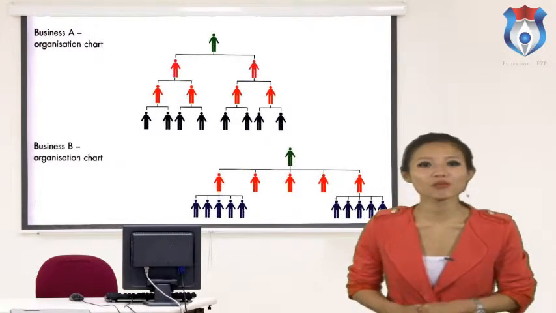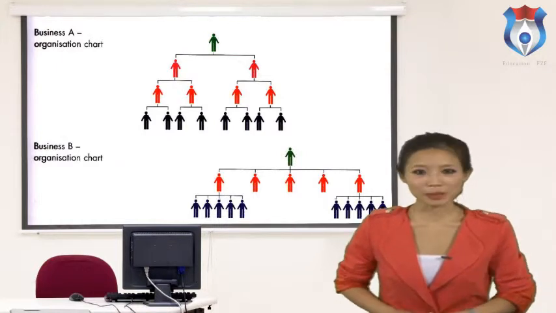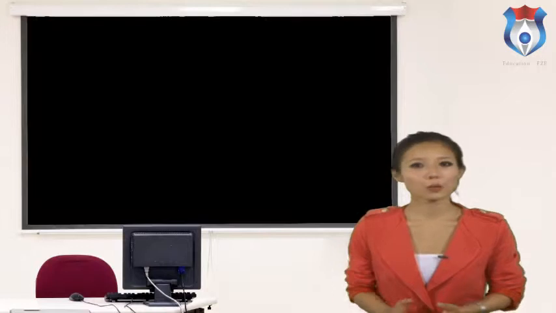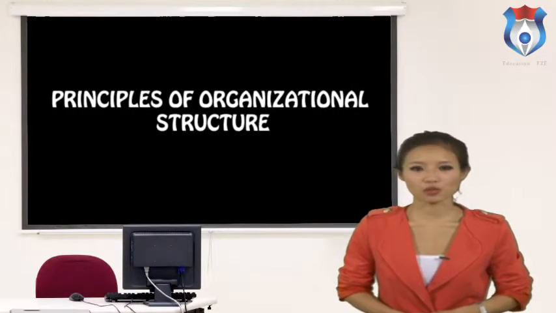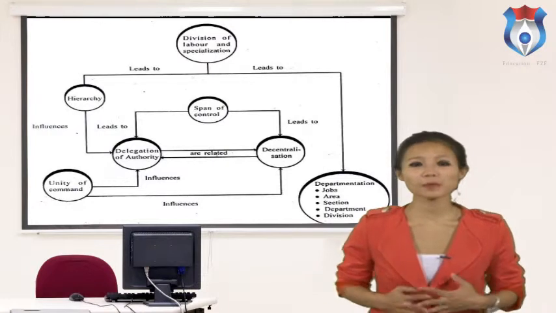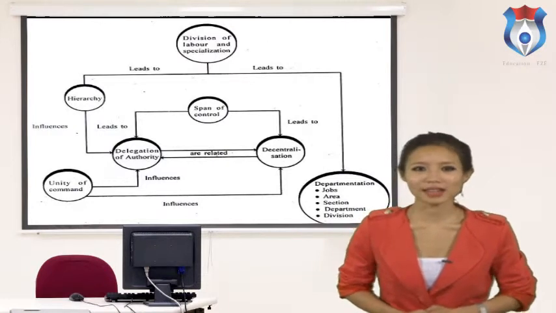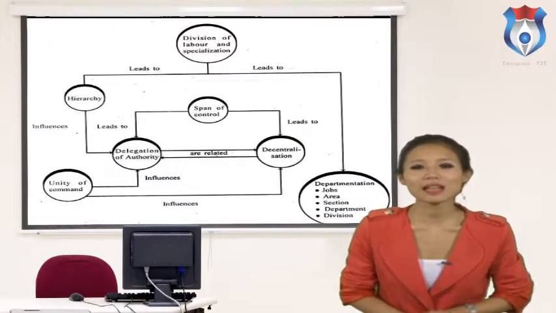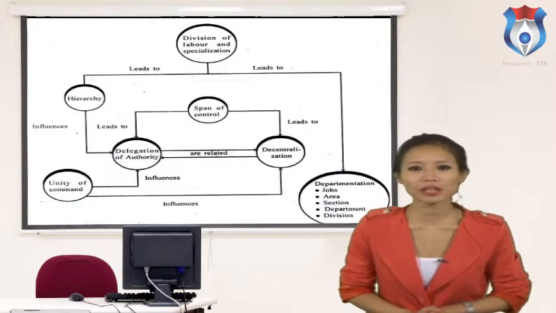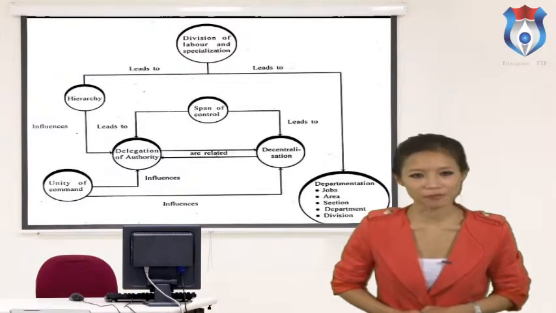Flatter structures require wider span if same number of the people in the firm. Principles of organizational structure. Traditional organization theories developed certain principles of organization as guide to thinking and organizing. These principles are intended for universal application to all enterprises and cooperative efforts in different fields.